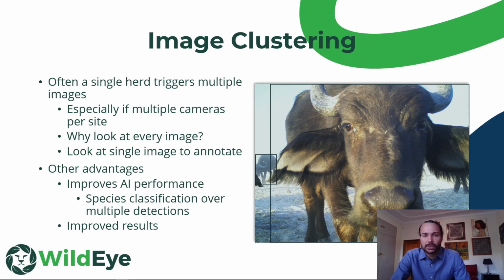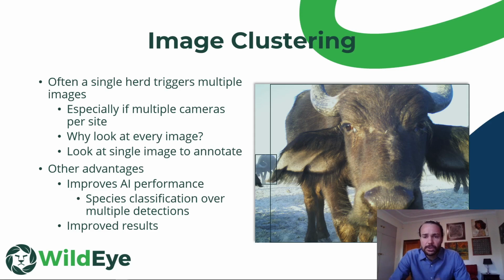But it's also got other advantages in that it improves our AI performance. With the species classifier, you're looking across multiple images to determine what species it is, or in terms of detection, you only really have to detect at least one animal in the whole set in order for that cluster to capture those animals. So it also improves performance there.